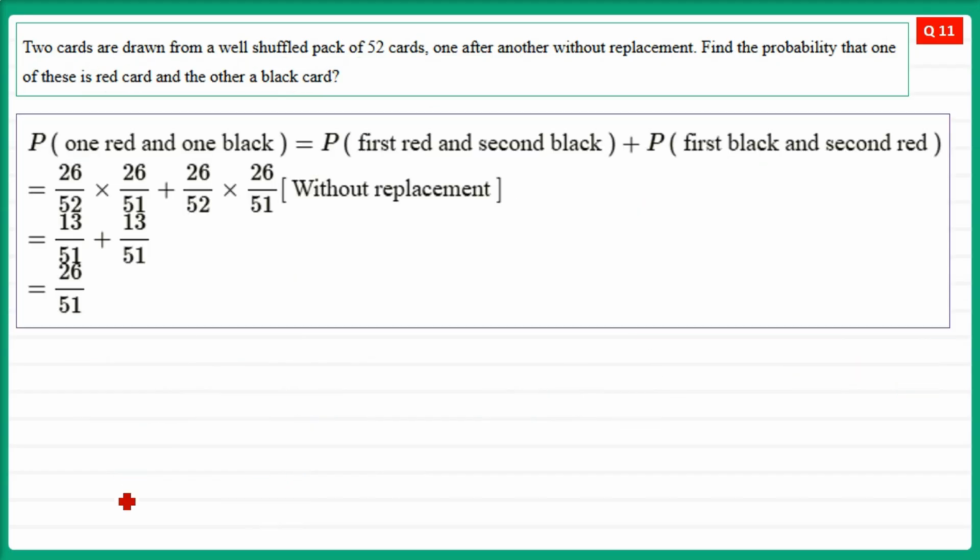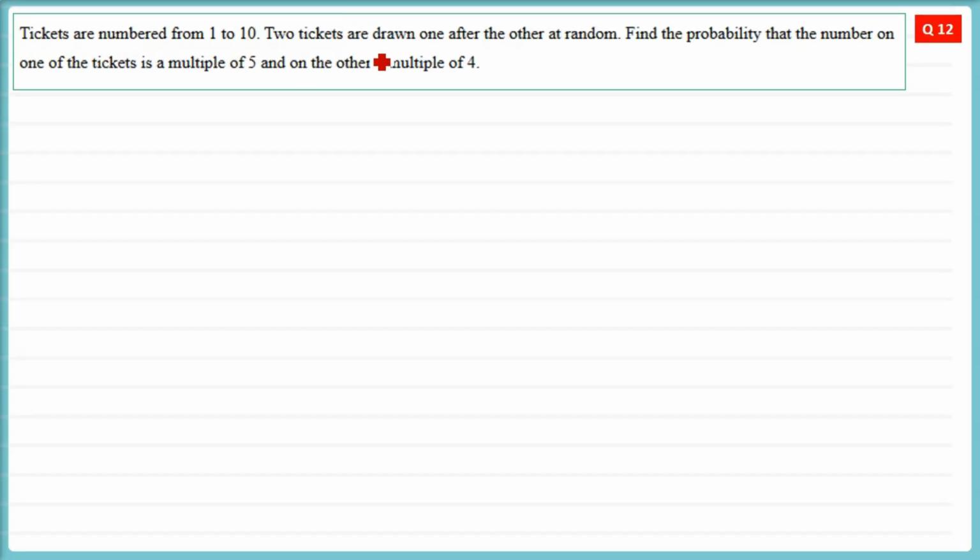So this was a good question, but if you want to give more explanation, whatever I have provided, you can do that. Tickets are numbered 1 to 10. 2 tickets are being drawn. Find the probability that the number on one of the tickets is a multiple of 5 and the other a multiple of 4. I always suggest that you write these numbers. When the sample space is written clearly, the other sets can be easily formed.